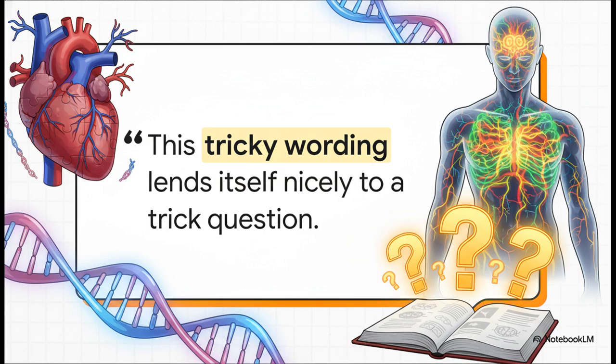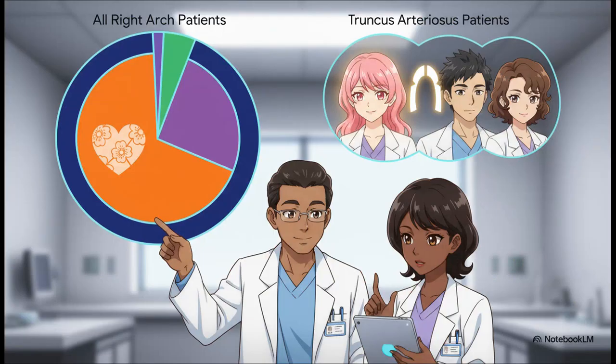Okay, so these right arches have a pretty strong link to congenital heart disease, but this is where things get a little tricky with the wording. And you know what that means? It's perfect fodder for a trick question on an exam. So listen closely to the wording here because it's everything. The congenital heart disease you are most commonly going to see with the right arch is Tetralogy of Fallot. But the one it's most closely associated with is truncus arteriosus. So what's the difference?